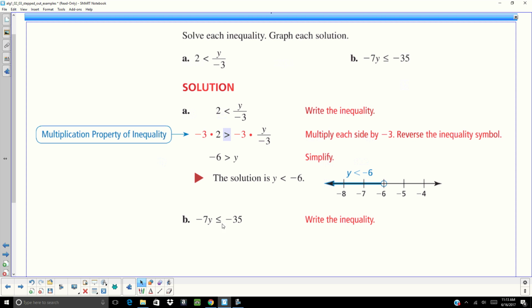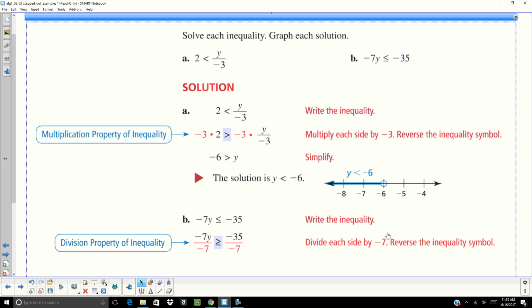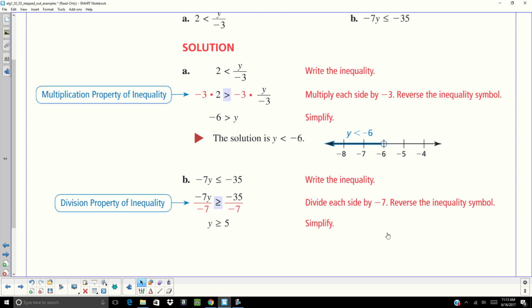On this one, I'm going to be dividing both sides by negative 7. So I need to change that less than to a greater than or equal to. y is greater than 5, closed dot, shaded to the right.